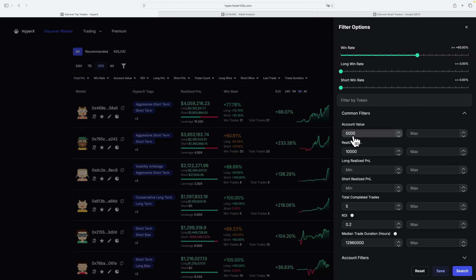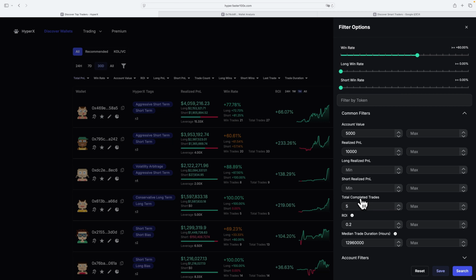The third important filter is realized profit and loss, or P&L, which I have carefully set at a minimum of $10,000. My fundamental logic here is that this particular wallet or strategy has already generated a considerable and impressive amount of profit in the past, so therefore it demonstrates a proven track record of success. Only then do I consider it to be a relatively copy-worthy wallet.